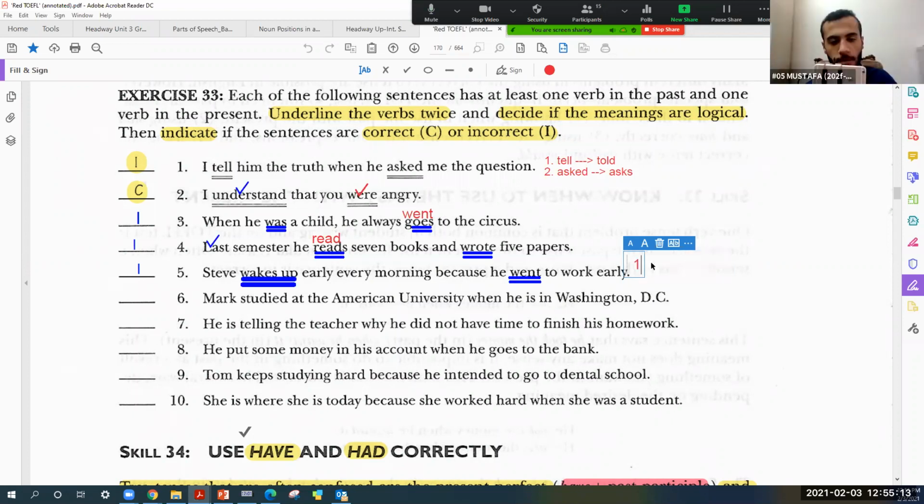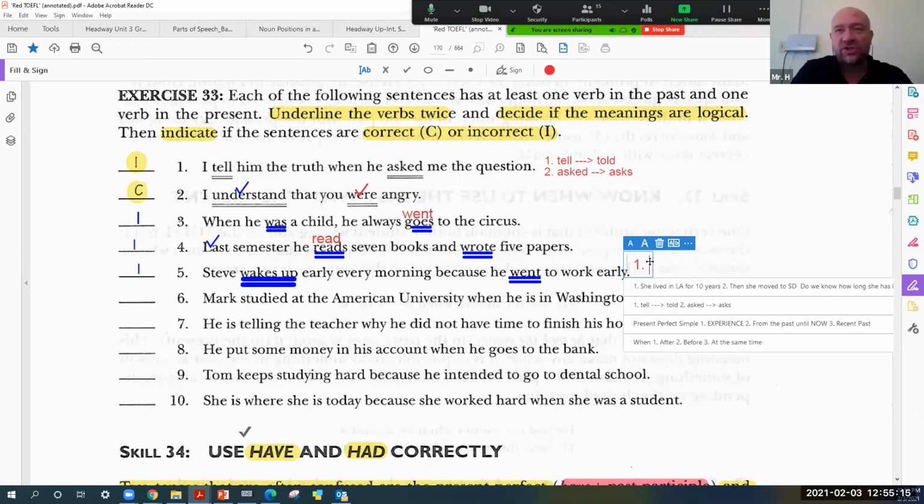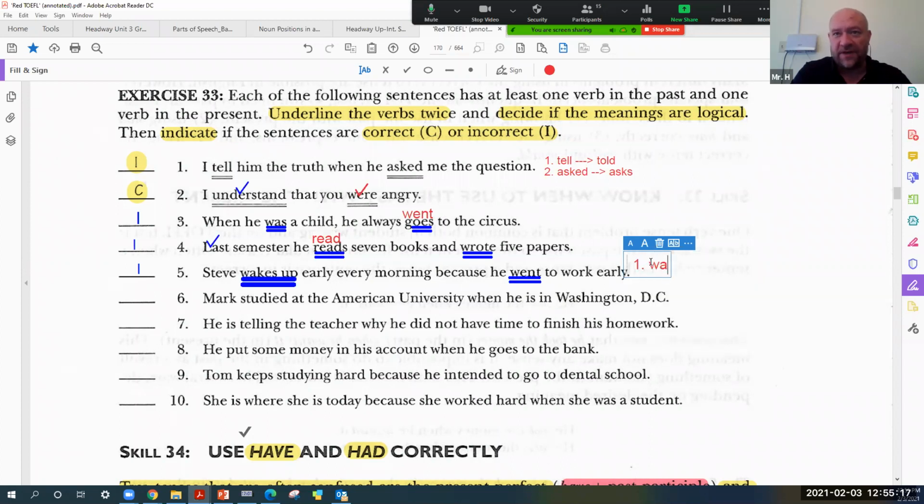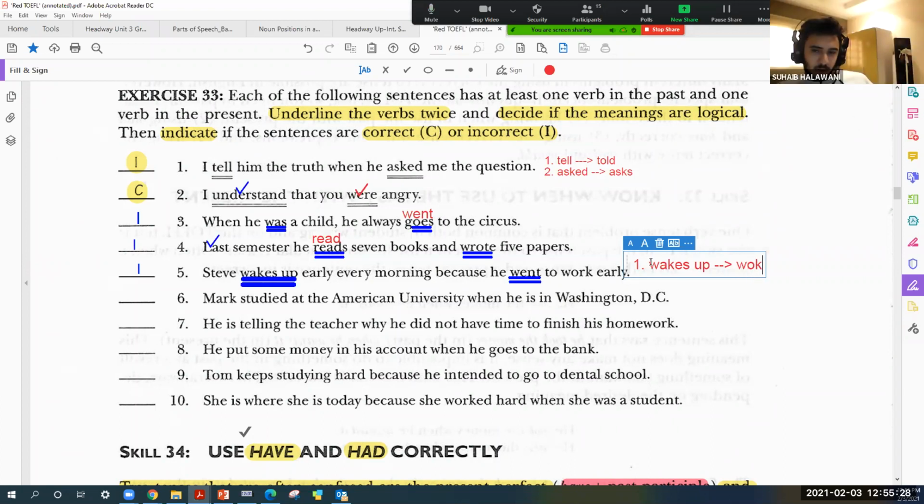I don't think so, because... Let's try it. How do I fix the first one? What do I do? Change to past. Woke up. Not woked. It's irregular, right? Irregular.